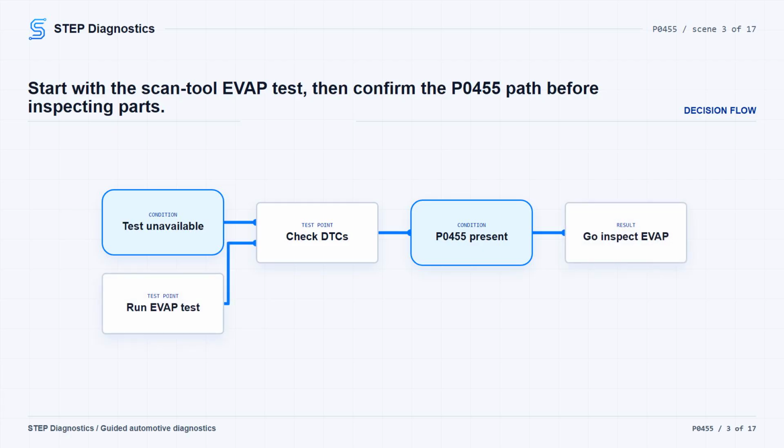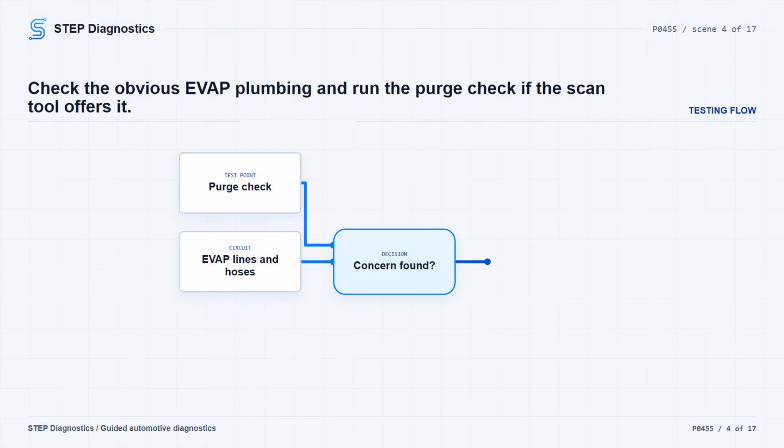After that, check DTCs. If other codes are present, check what they mean first, but for this episode we are following the P0455 path. With P0455 present, continue into the EVAP visual inspection. Visually inspect the capless filler or fuel cap area, the EVAP lines, and the hoses for incorrect connections or damage. Then run the purge valve check in the EVAP toolbox on the scan tool if it is available. If you find a concern here, repair it as needed.